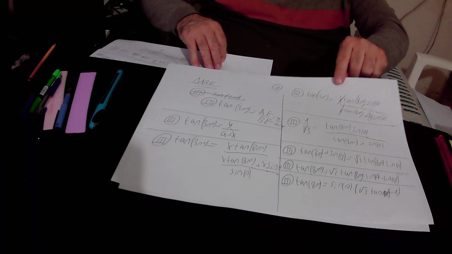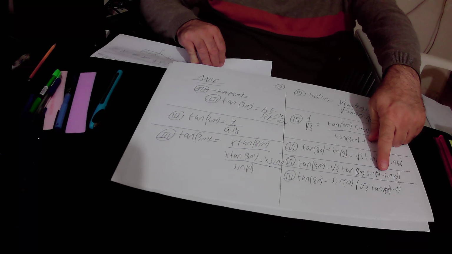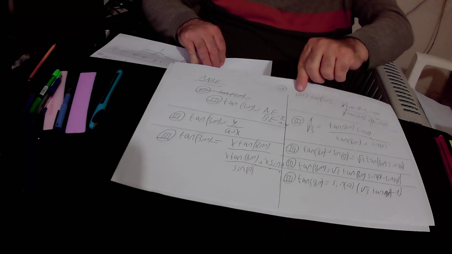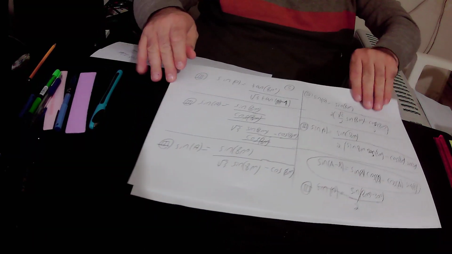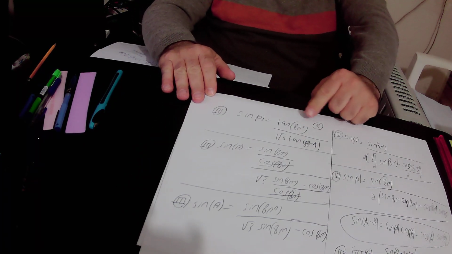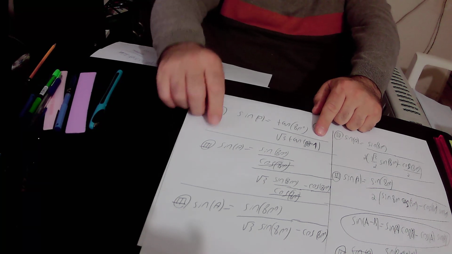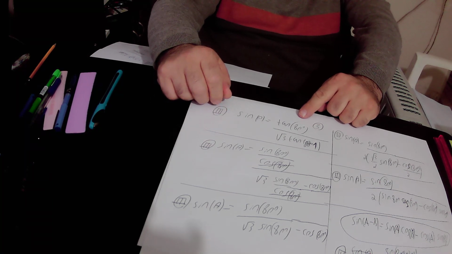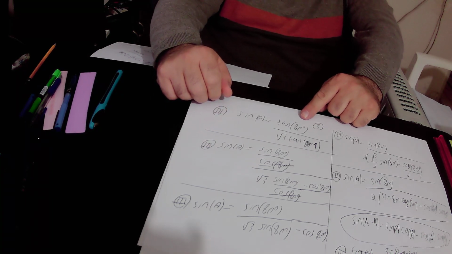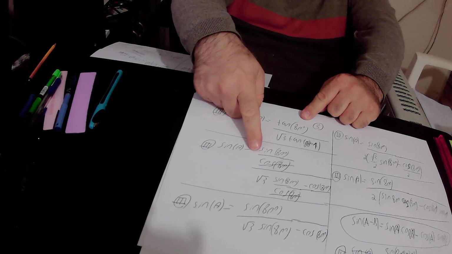So here we divided this equation number 3 by square root of 3 tangent 30 degrees minus 1, and we got that sine theta equals tangent 30 degrees over square root of 3 tangent 30 degrees minus 1. So sine theta equals, we substituted tangent 30 degrees by sine 30 degrees over cosine 30 degrees. So tangent 30 degrees equals sine 30 degrees over cosine 30 degrees.